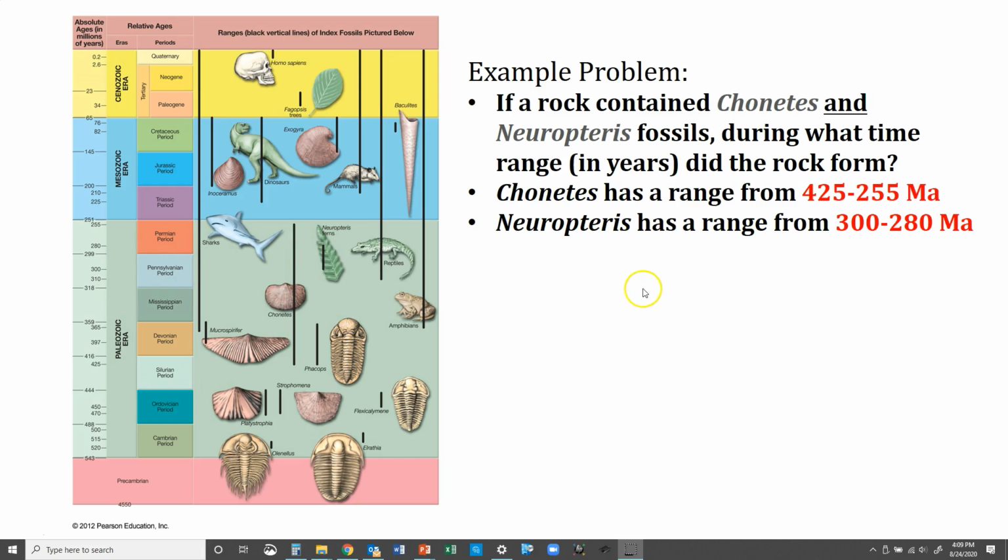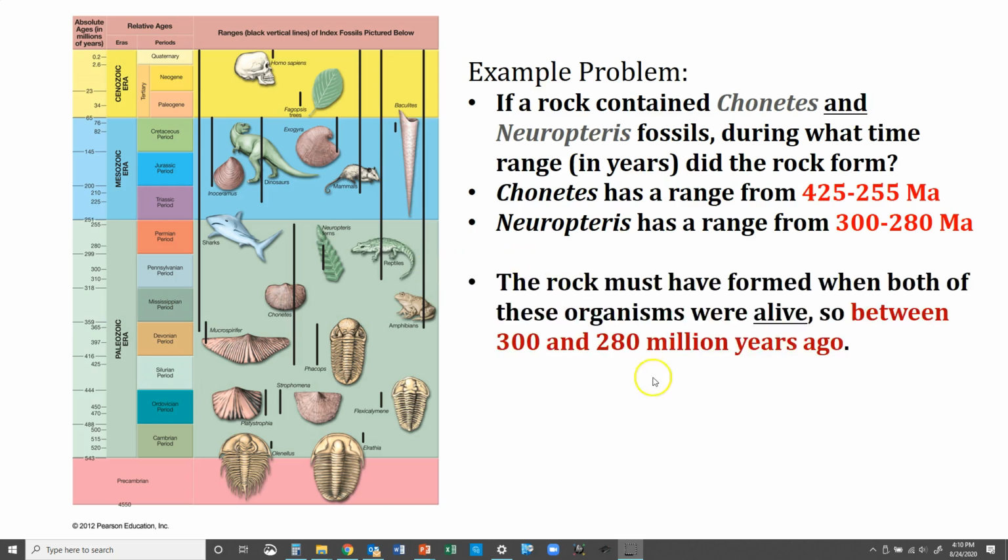Now, the catch here is if we have a single rock that has both of these fossils within it, then that rock had to form when both of these organisms were living at the same time on the surface of the earth. So, what does that mean? We need to figure out where these two species lines overlap. So, this rock could only form when Chonites and Neuropterus both existed. And so, we're looking for the time range of overlap. Well, it turns out for this one, that range is between 300 million years and 280 million years.